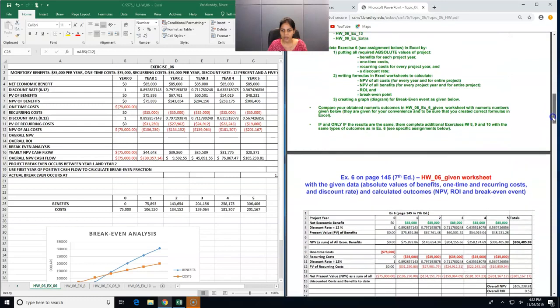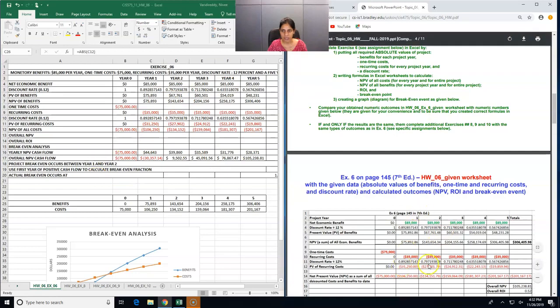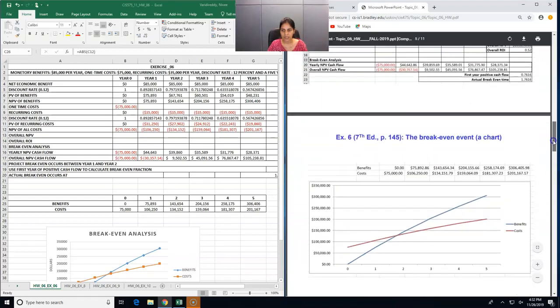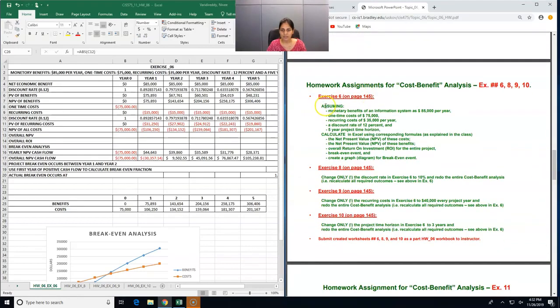We are also provided with the outcomes for homework 6, example 6, or exercise 6. These answers are provided so that we can verify our solutions and make sure we have everything correct. It's mentioned that if and only if the results are the same, then complete the additional exercises. Let us see what the exercises exactly are. We have exercise 6, which you can find on page 145 of your textbook.